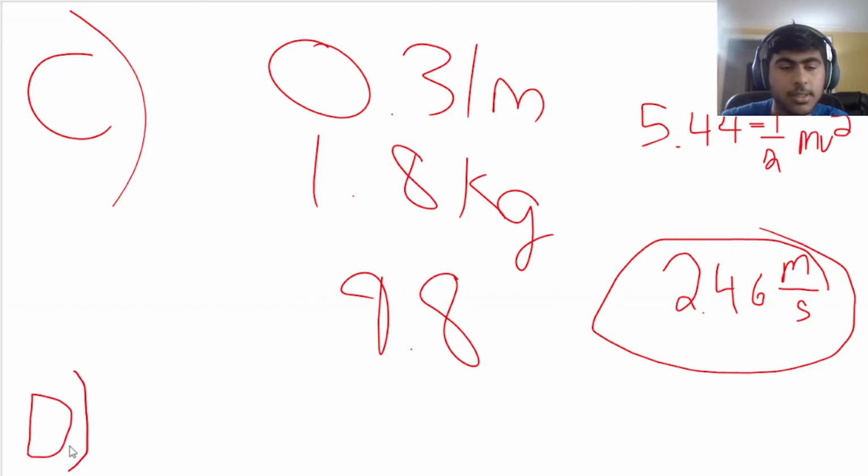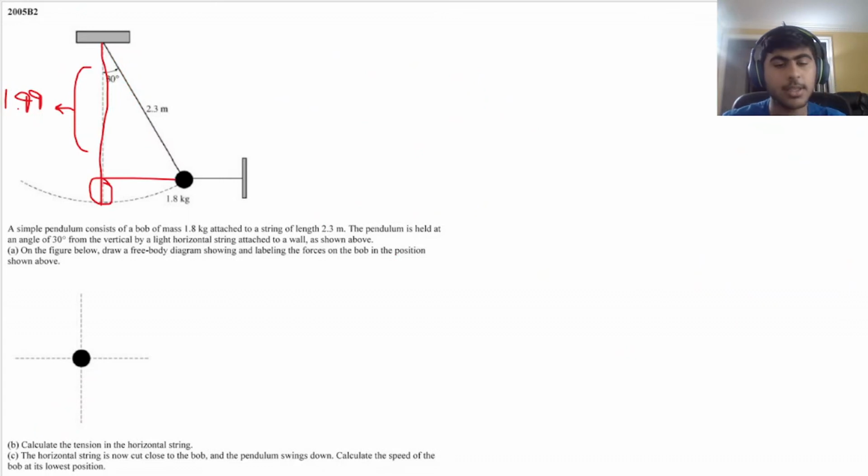Let's move on to part D. They're asking us, how long will it take the bob to reach the lowest position for the first time? Well, remember what the period means. The period means that you are starting at a position, going to the equilibrium position, going all the way to the other side, coming back, and then going back to the beginning. So that's 4 times the amount of time it takes to get to the equilibrium position the first time. So if we found the period and then divided by 4, that would be our answer.